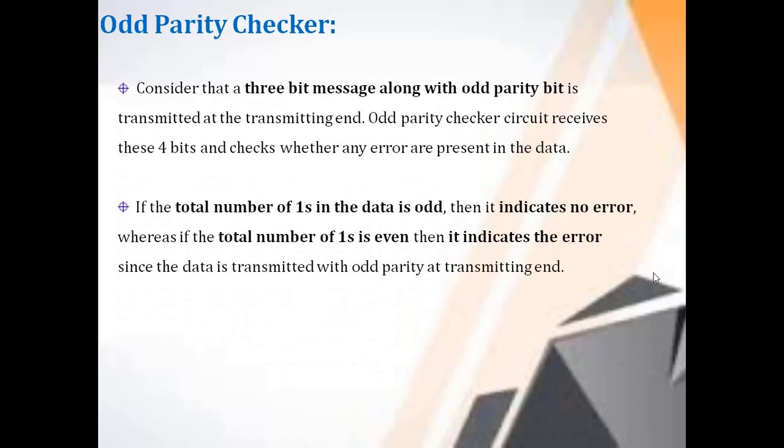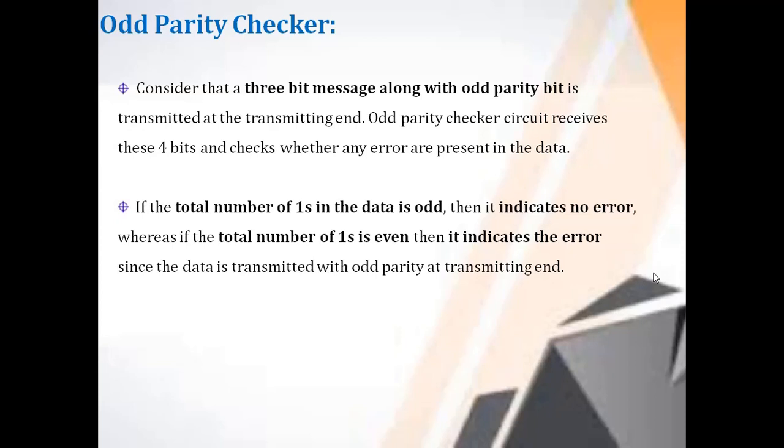Right? So now we are going to see the odd parity checker. Here also we consider a 3-bit message along with an odd parity bit. So at the receiver side we receive how many bits? 4 bits. The odd parity checker circuit receives these 4 bits and checks whether any error is present in the data. If the total number of ones in the data is odd, it indicates no error, and the value of PEC will be 0.